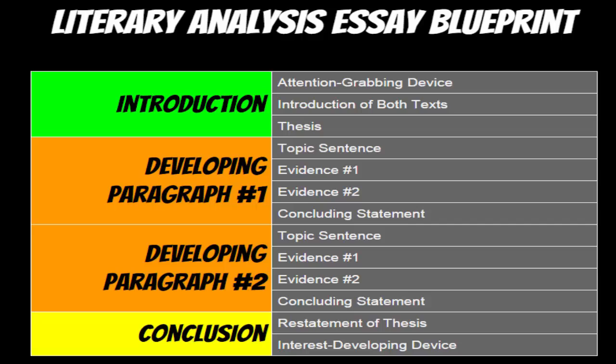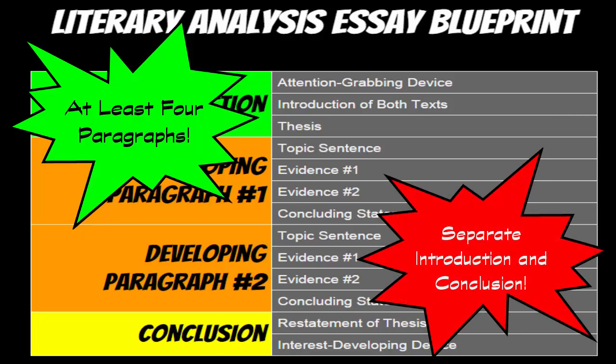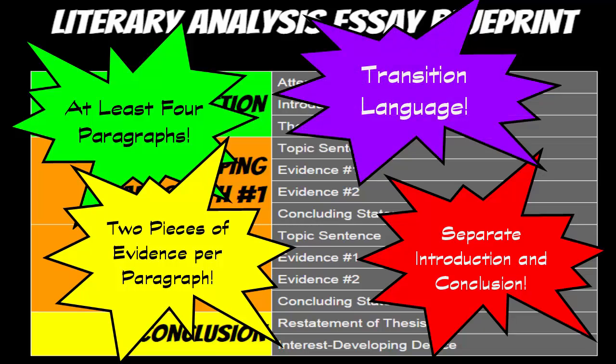Let's review some of the most important characteristics of a good literary analysis essay. A good literary analysis essay will have at least 4 paragraphs, an introduction, 2 developing paragraphs, and a conclusion. It may have more than 4 paragraphs, but 4 is the minimum. Make sure that you do have separate introductions and conclusions that follow the format seen here. 2 pieces of evidence per developing paragraph are necessary, and make sure that you are using transition words and language to join all these pieces together.